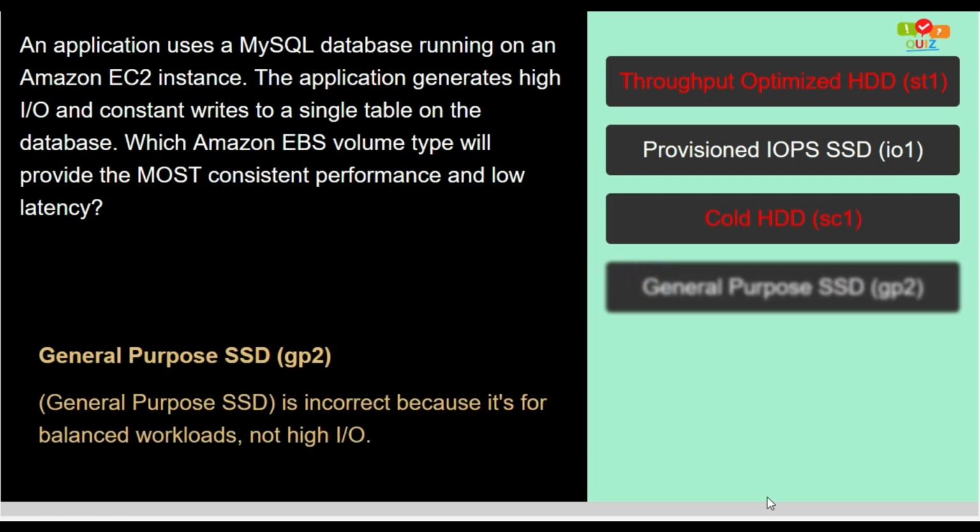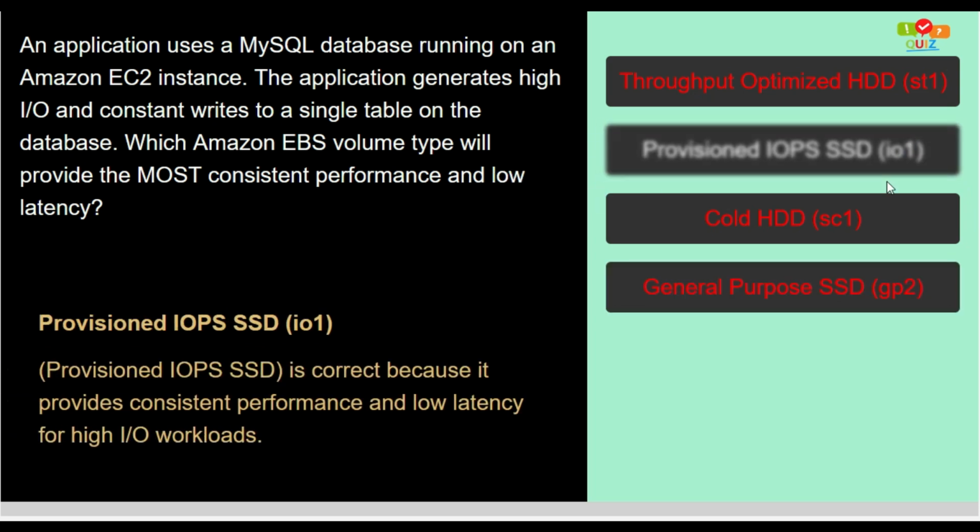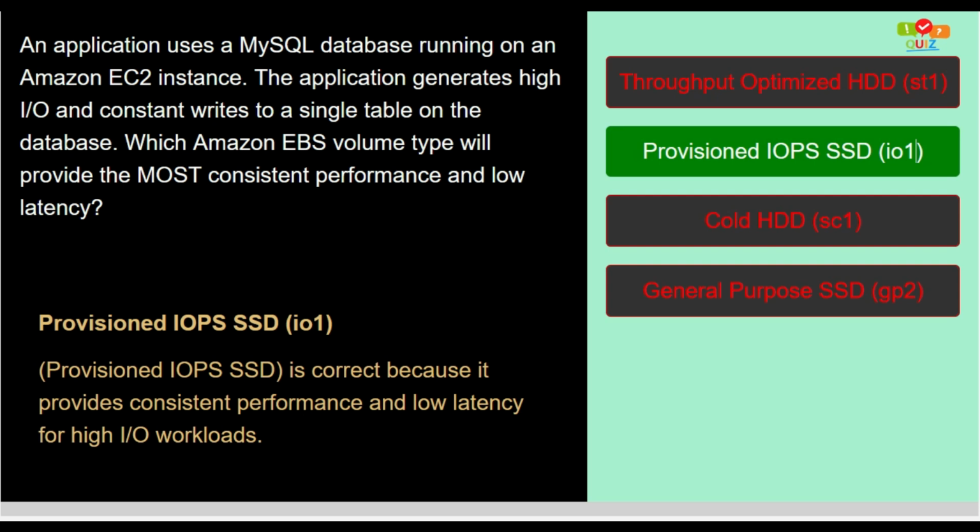Option 4, general purpose SSD GP2, which is incorrect because it's for balanced workloads, not high IO. Okay, wrong answer. Let's see option 2, provisioned IOPS SSD IO1, is correct because it provides consistent performance and low latency for high IO workloads. Okay, so option 2 is the correct answer.